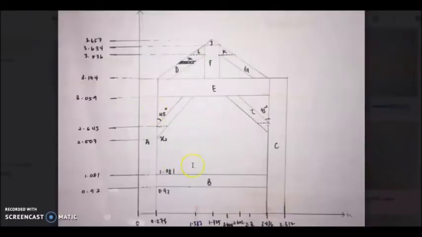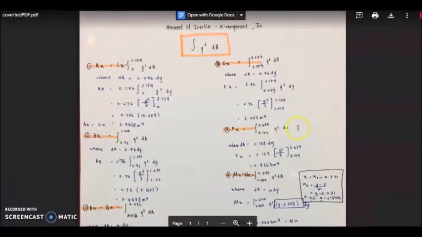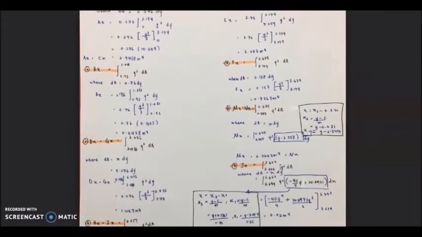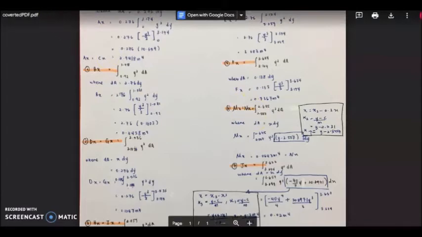The moment of Ex will be 3.083 m to the power of 4. Next, we are going to calculate the Fx moment of inertia, which, after applying the same formula here, will be 0.7367.